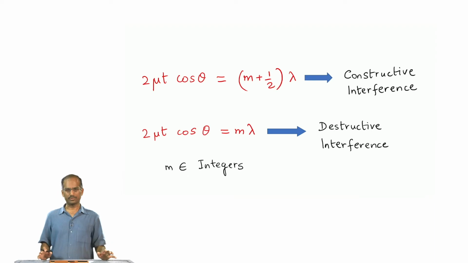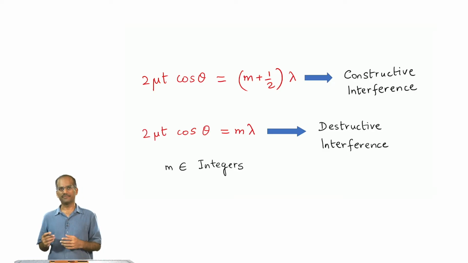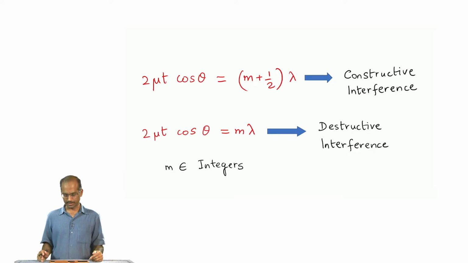So, take care of all those, set it equal to an integer times wavelength or integer plus half times the wavelength. So, they generate for you the condition for constructive and destructive interference. Let us look at some variations on this problem itself.